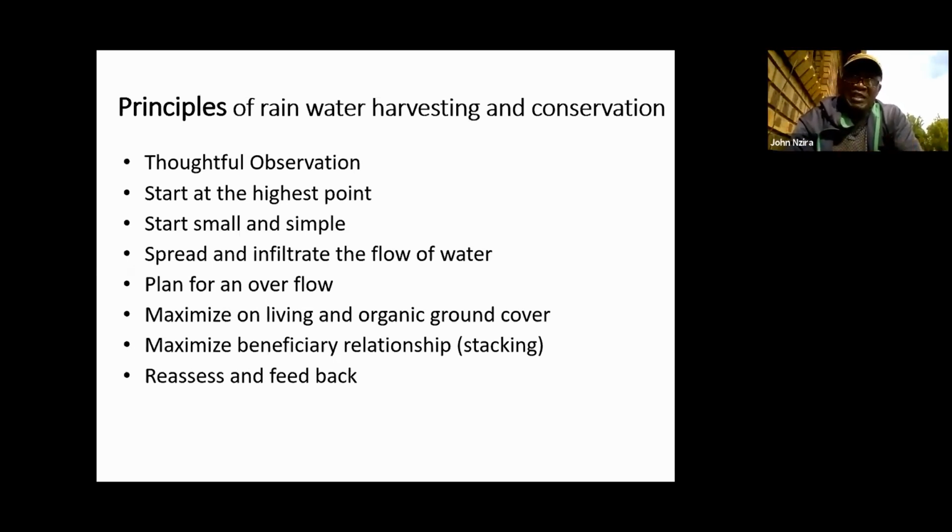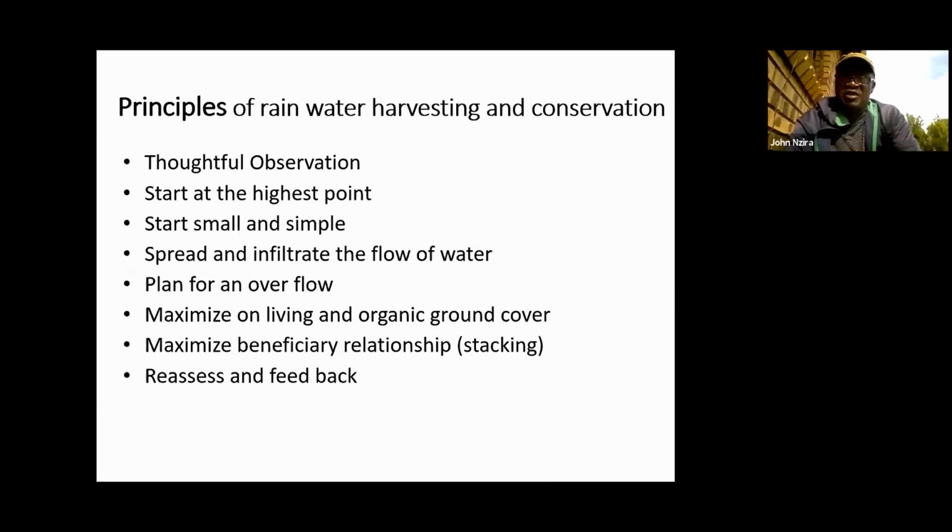Start small. When you think about water harvesting, start small. In a container, harvest the water, direct water into the garden and conserve it. I'm going to share with you those practices. Spread the water and infiltrate it into the ground. We'll show you how to do some of them.